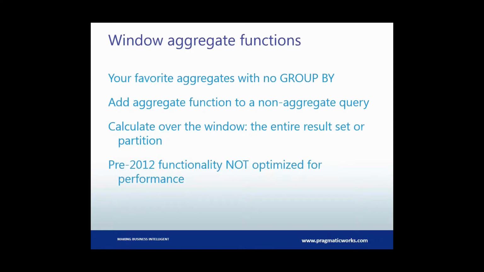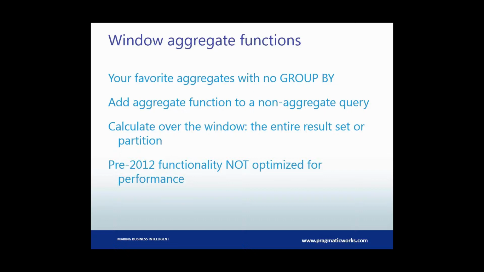The next item is the window aggregate function. So when I've been out there talking about this, a lot of folks are familiar with row number, but they haven't heard of window aggregate functions. So what are they? Window aggregate functions are just your favorite aggregates that you use every day: sum, min, max, average, etc. But with no group by. We're not really working with an aggregate query here. I'm not going to go that deep in this, that is another tangent, but basically this allows me to add an aggregate function to a non-aggregate query.